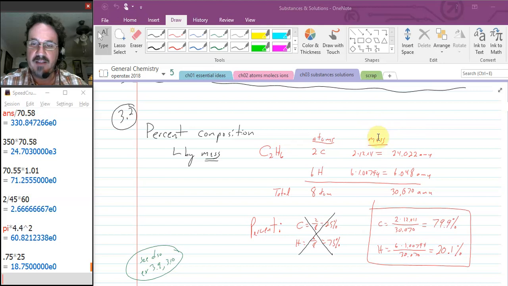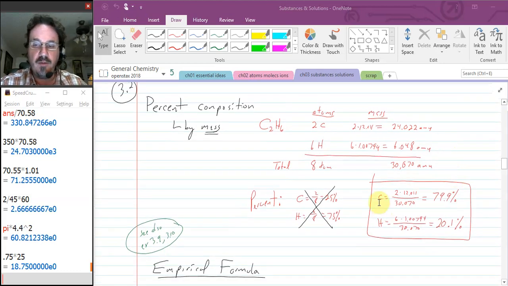So over here, let's go to the mass column here. 2 times the carbon, 12, is 24.022. My 6 hydrogens are 6.048. So my grand total is 30.070 AMUs. So the percent carbon would be that 24 divided by the 30, which is 79.9%. The percent hydrogen would be the 6 divided by the 30, which is 20.1%. All right, so I'm dividing the masses by the total mass and then times 100 to get it to a percent. Right? And notice, sure enough, these do add up to be 100% as they should.